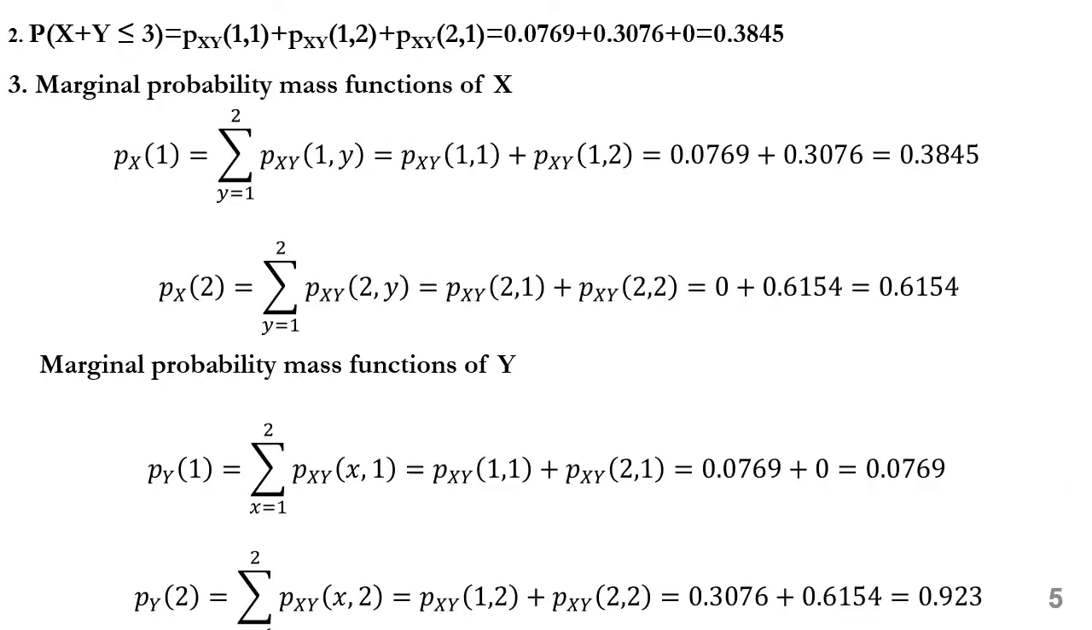To solve the second part of the problem, we need to consider the table. The table, we had y values 1 and 2 and x values 1 and 2. When I add x and y, I get 1 plus 1, 2, which is less than or equal to 3. So I need to consider the value of this table. Second, that is 1 plus 2, that is 3. So therefore, x plus y is equal to 3. We need to consider this. And this is 2 plus 1 is 3.